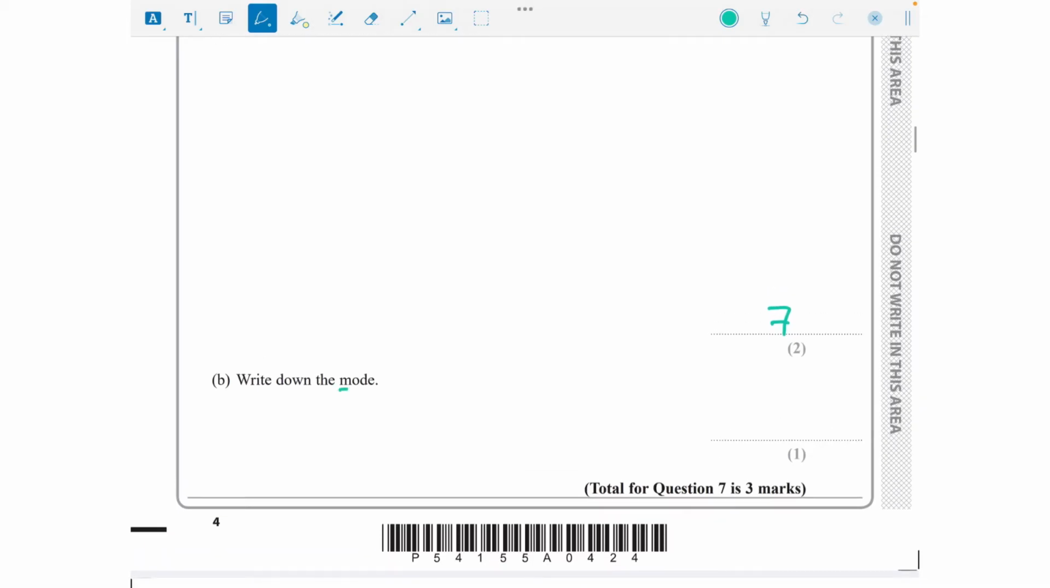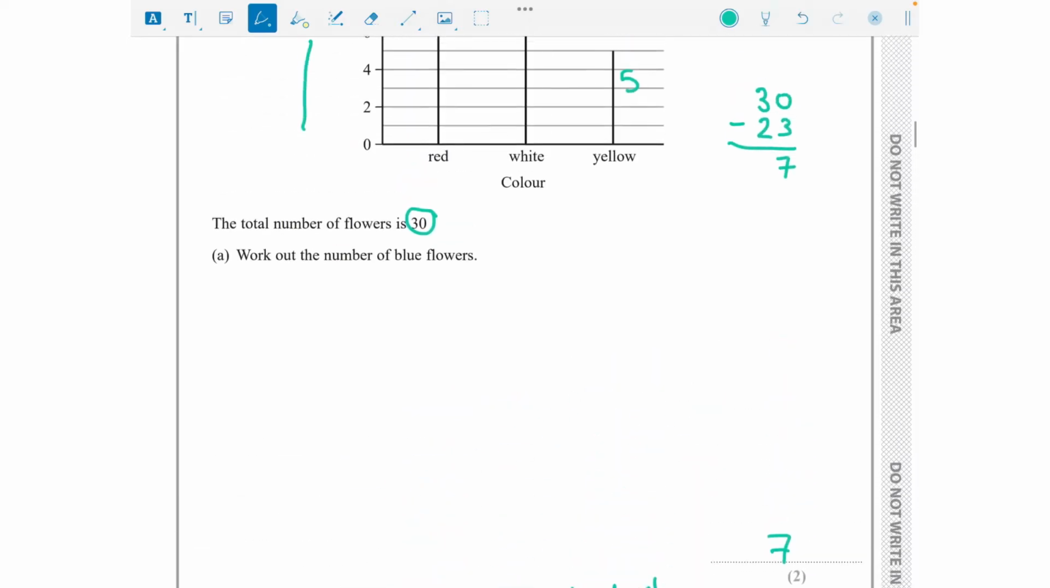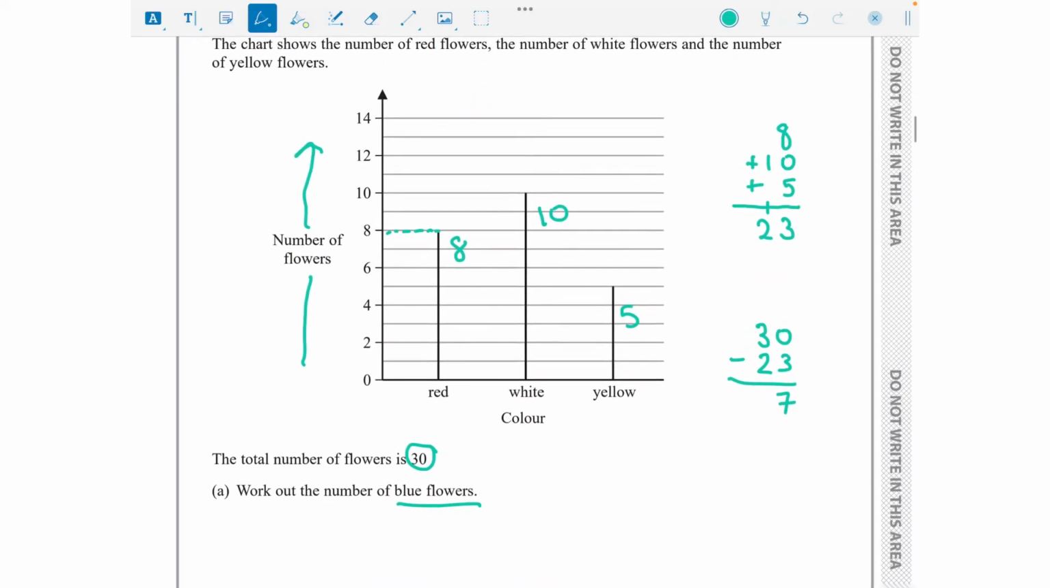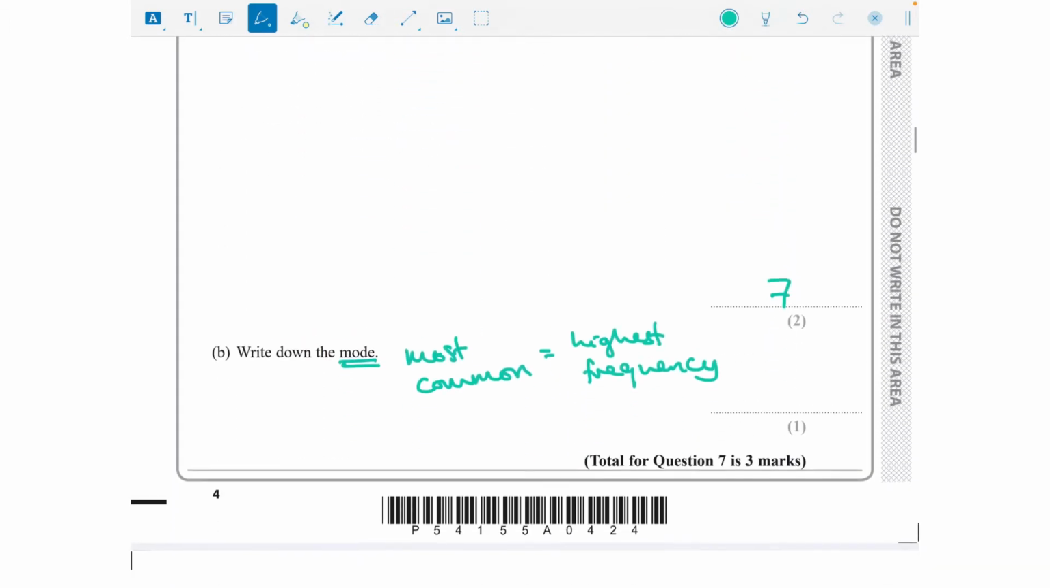Now the mode means the most common. So the most common colour of flower would be the one with the highest frequency, and that just means how many there are. So we're looking for the one with the highest frequency. We know that there are 7 blue flowers, but we could see that actually the mode in this case is going to be white because white is the highest frequency. Most of the flowers are white rather than anything else. So the mode is white.